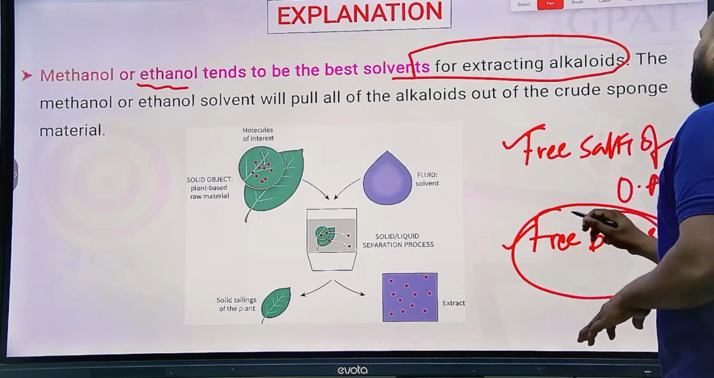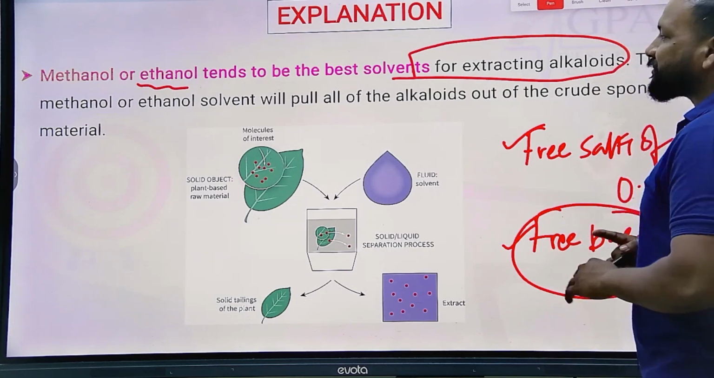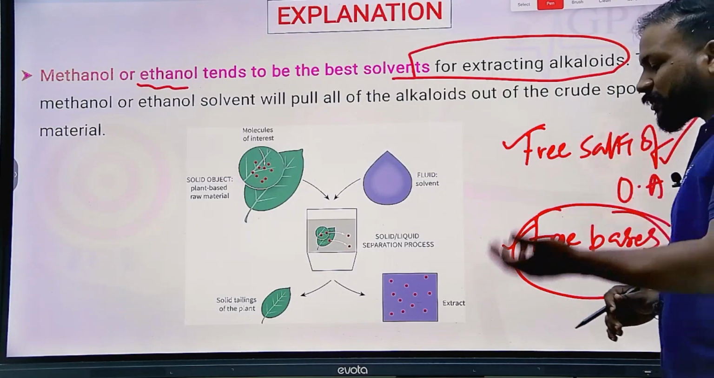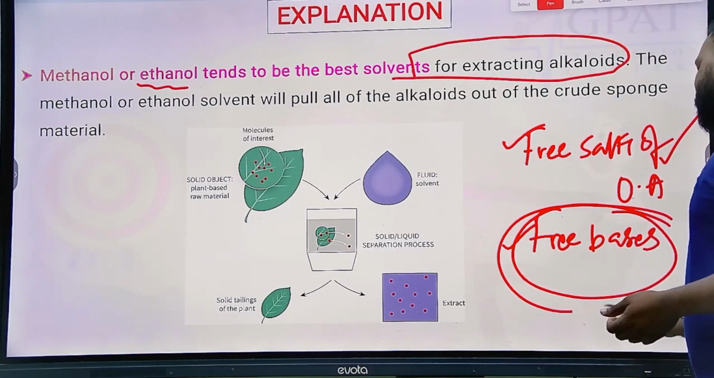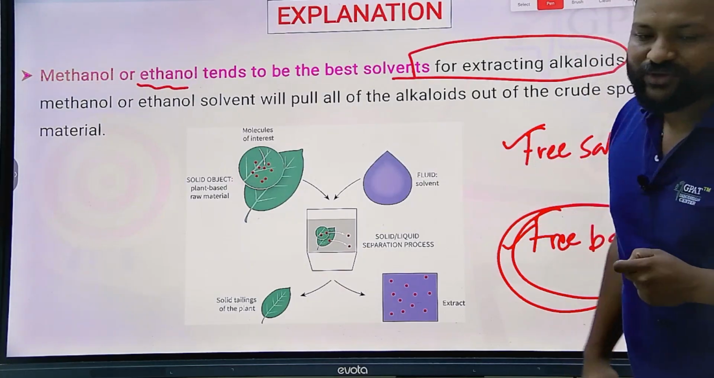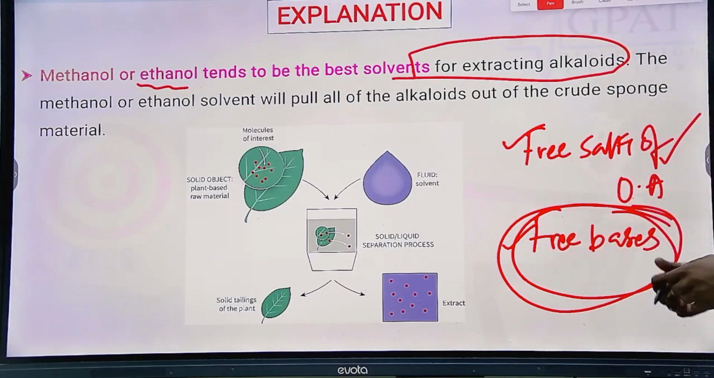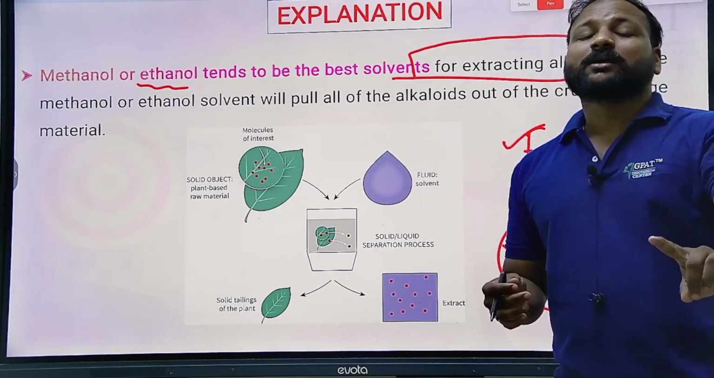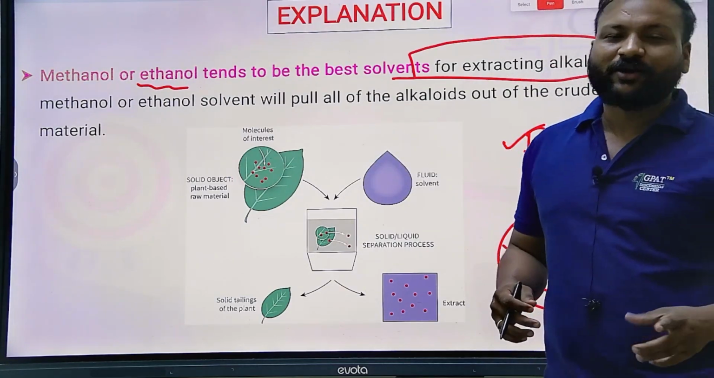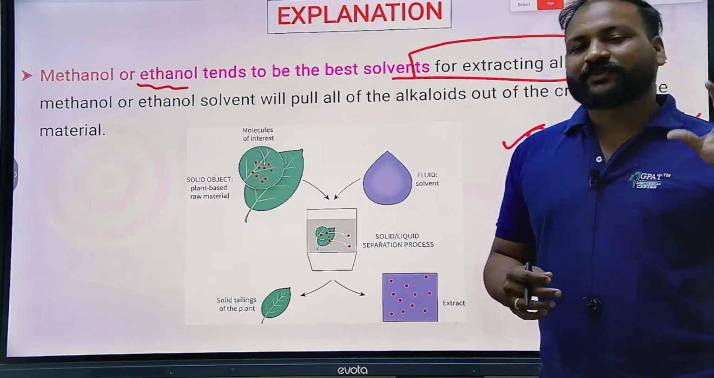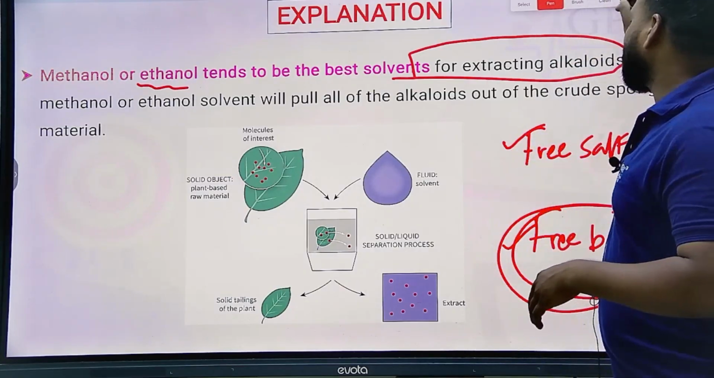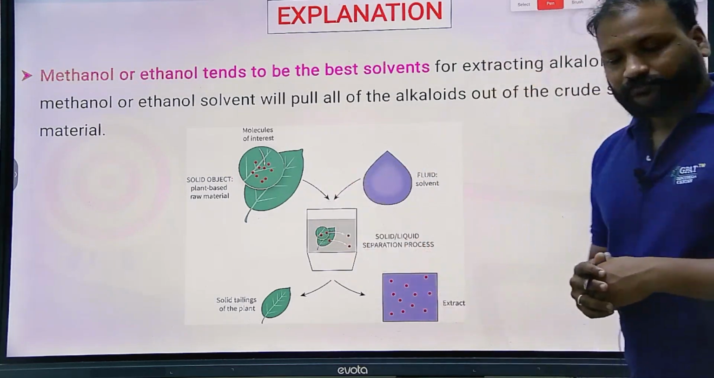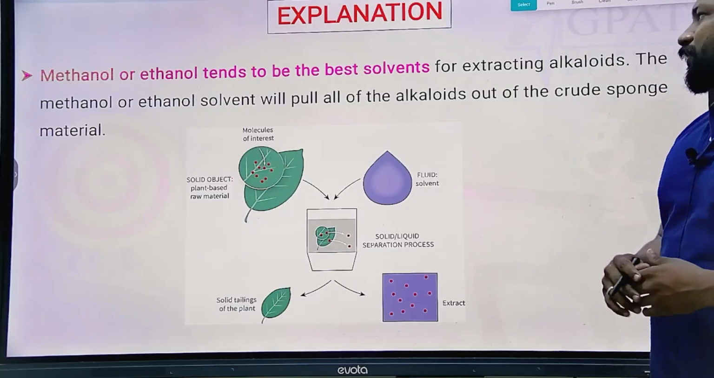Mostly the free bases are soluble in ethanol, methanol or alcohol. The salt form can also be solubilized in water, but considering the average, alkaloids are more freely soluble in methanol or ethanol. That's the reason. Do remember, whenever you start extracting alkaloids, ethanol could be the right solvent for you. You can see the procedure we have mentioned here. Moving to the next question. I hope you understand.